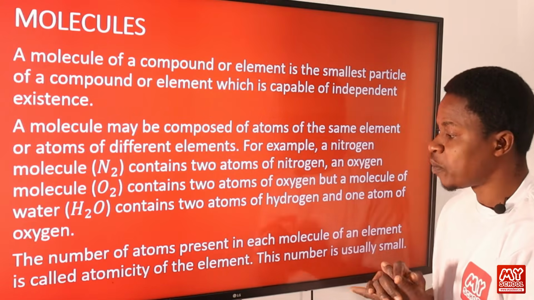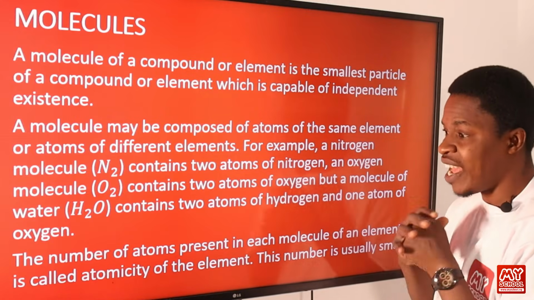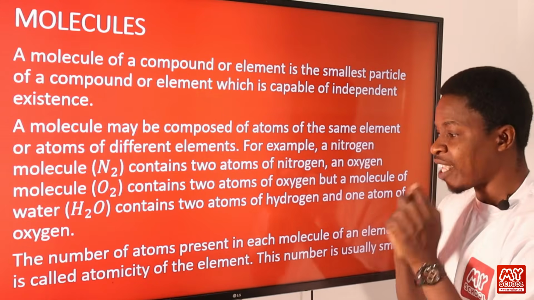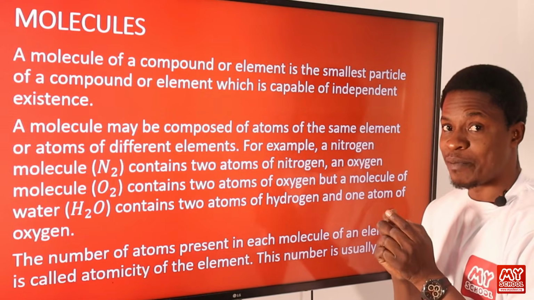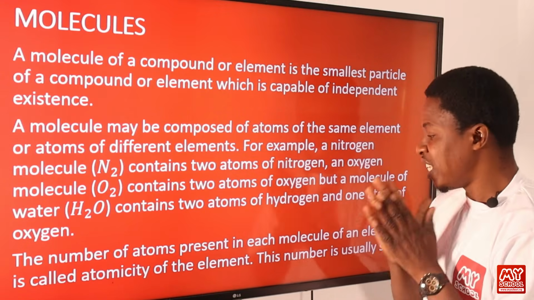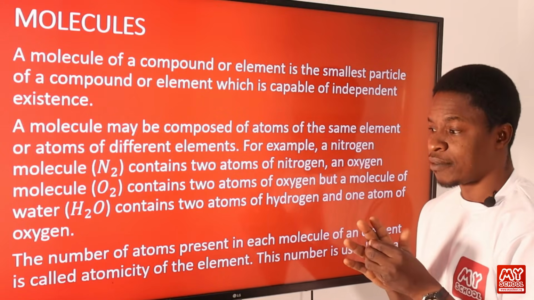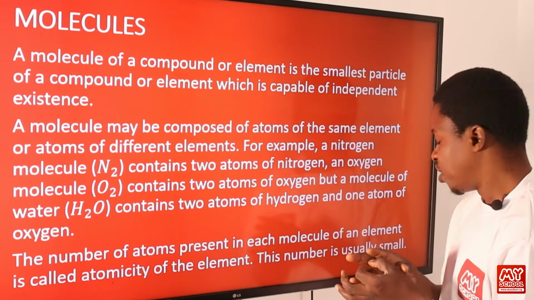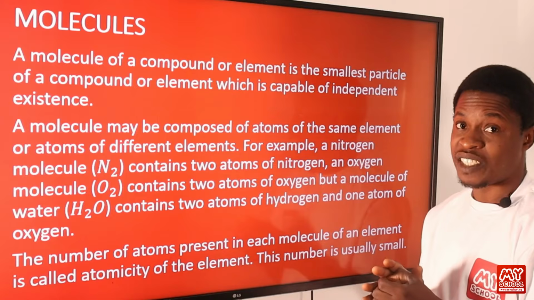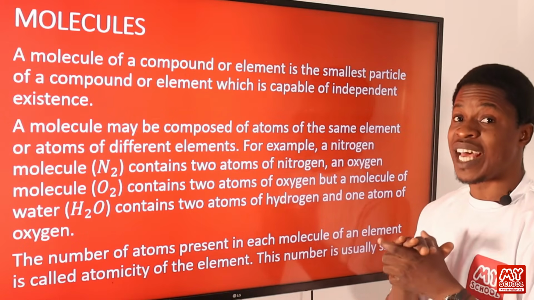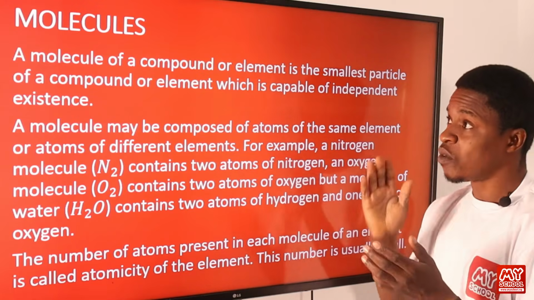The number of atoms present in each molecule of an element is what we call atomicity. The number of atoms, of course, as the name implies, atomicity, atom, okay? The number of atoms present in each molecule of an element is called the atomicity of the element, and this number is usually very, very small. So different elements, atoms of elements, have different atomicity. Let's look at the next slide.